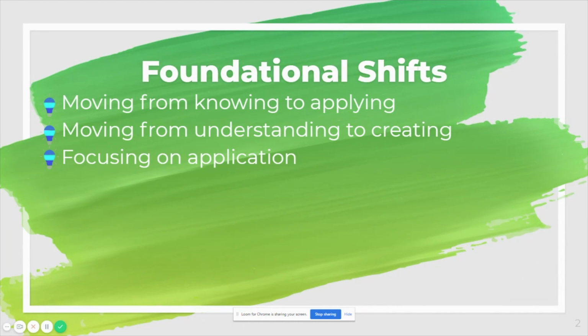For example, in moving from understanding to creating, it's not just that students understand an expression, but that they can create an expression. It's not just that they understand an equation, but they can create an equation that matches their scenario.